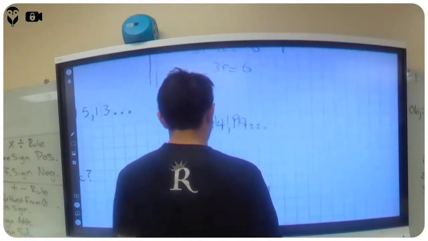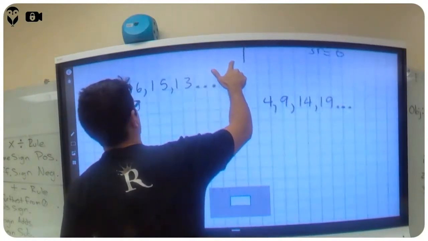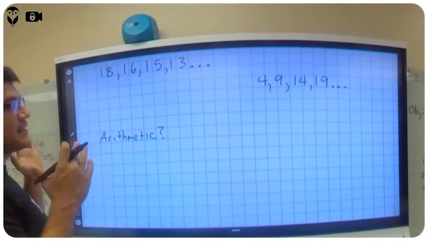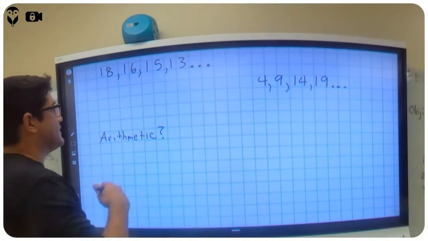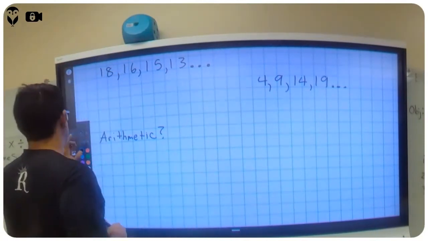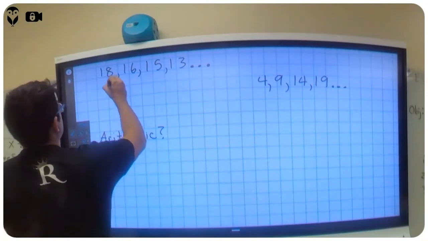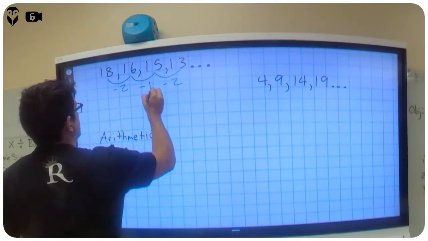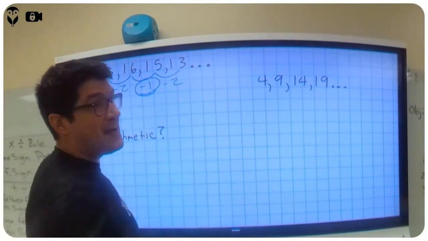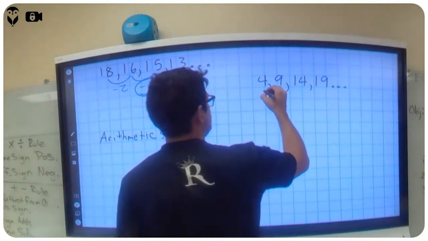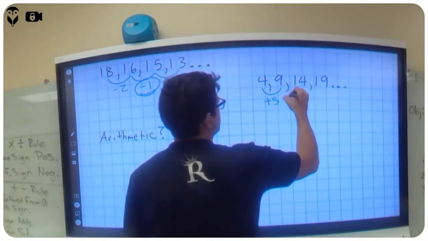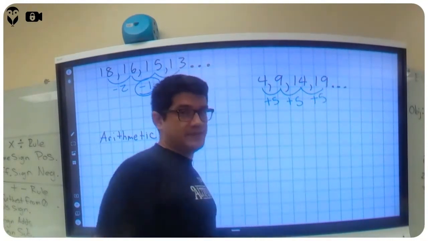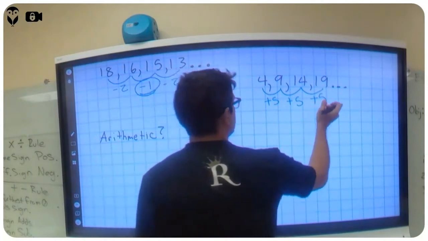And then here, arithmetic sequence. Okay, is it arithmetic, yes or no? It has to follow a consistent pattern of adding or subtracting for it to be an arithmetic sequence. So this first one, let's check. It goes down 2, then down 1, and then down 2. Not consistent. So that one is not arithmetic. This one, it goes up 5, up 5, up 5. This is an arithmetic sequence.